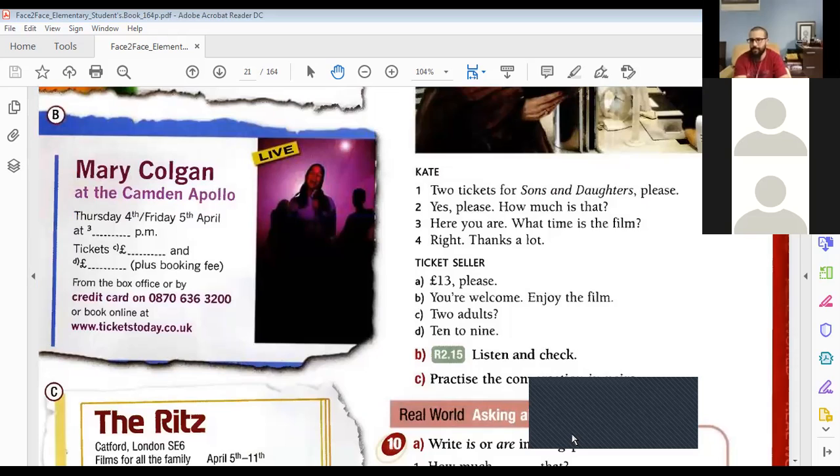Okay, so that's 2 tickets for the Mary Colgan concert at the Camden Apollo on Friday the 5th of April at 7:30 p.m. Yes, that's right. How much are the tickets? They're £19.50 and £17.50. £19.50 and £17.50? Yes, that's right. OK. 2 tickets at £19.50, please.